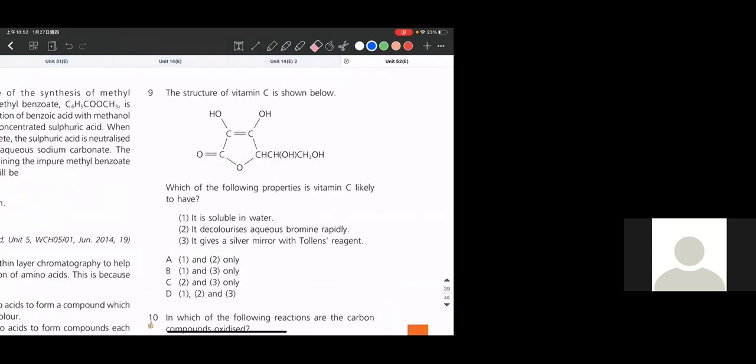A, soluble in water. Why? Because vitamin C does not have, the third one does not have aldehyde, so there is no reaction, that is, no silver mirror observation. Oh, you mean by elimination, statement three is wrong. So the answer is A. How about one and two? By way, we find it is correct.